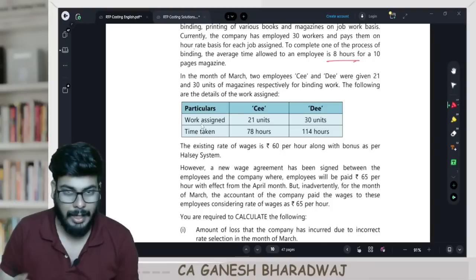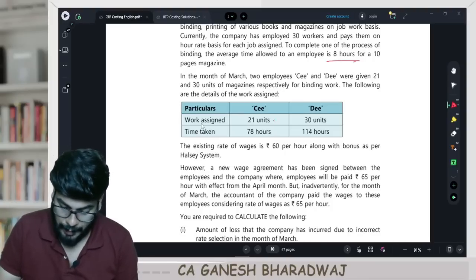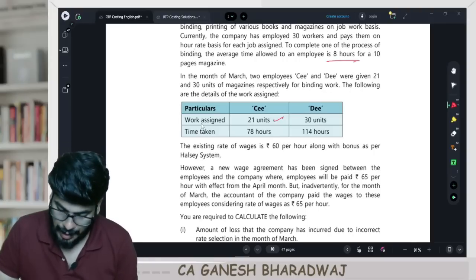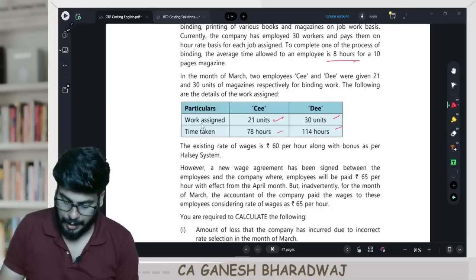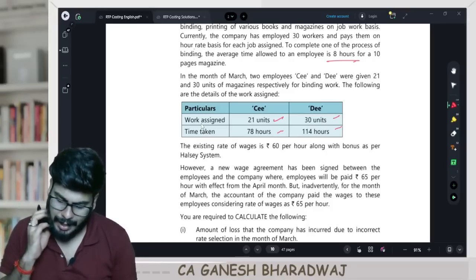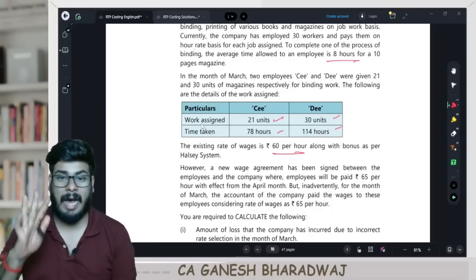So C and D are 2 workers, right? Work assigned 21 units means 21 magazines. And for D, it's going to be 30 magazines. The actual time taken is given here. The existing rate of wages is rupees 60 per hour. So the hourly rate is how much?